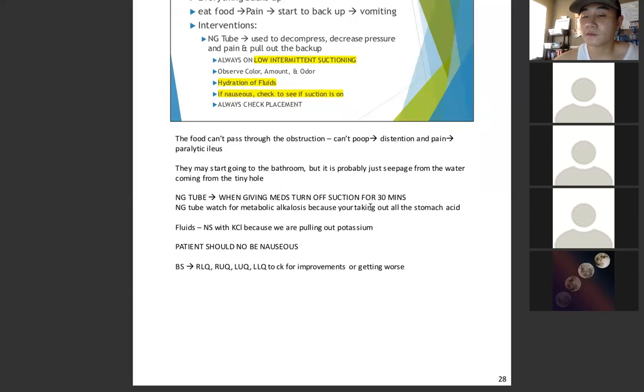NG tube, watch for metabolic alkalosis because you're taking out all of the stomach acid. Right? That's important to know. Metabolic alkalosis because we take out the stomach acid when we suction. Fluid is normal saline with potassium chloride because we are pulling out potassium. Patient should not be nauseous. If the patient is nauseous, we have to check if the suction is on in order to continuously suction the patient.